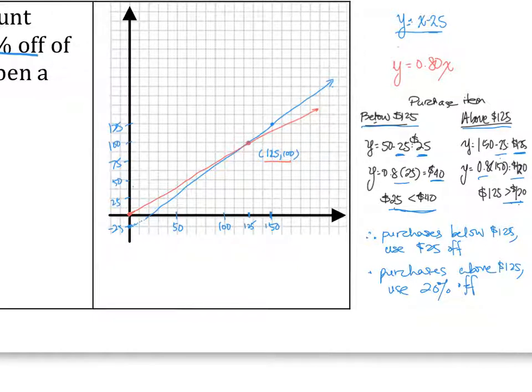So according to the graph, we want the amounts that are below the red line, and then after $125, the amounts below the blue line for the purchase amount. And this concludes the lesson.